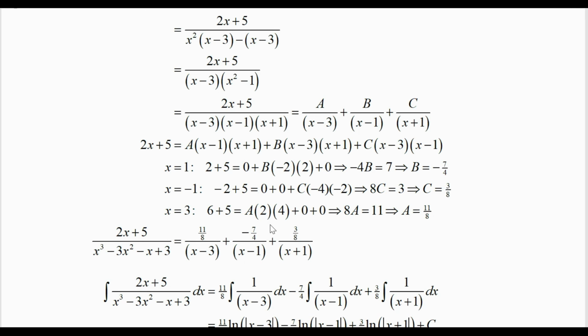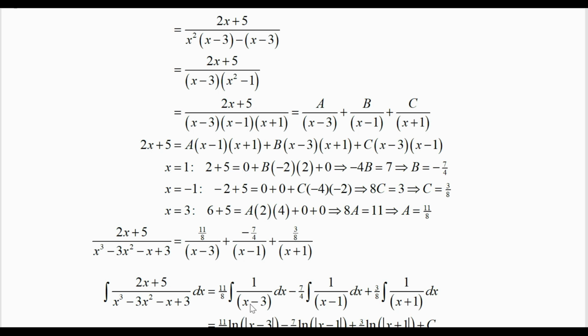Okay, so we see that originally we had 2x plus 5 over x cubed minus 3x squared minus x plus 3. That's 11/8 over x minus 3, -7/4 over x minus 1, and 3/8 over x plus 1. So the integral here on the left is just broken into 3 integrals. These A, B, and C, I'm just going to factor them out and pull them out front of the integral sign. So that's 11/8 integral of 1 over x minus 3 dx minus 7/4 integral of 1 over x minus 1 and 3/8 integral of 1 over x plus 1.